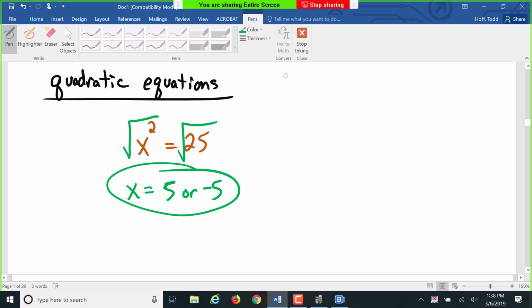However, not all quadratic equations can be solved by simply taking a square root. We might have x squared equals x plus 12. I can't just take a square root here, because I can take the square root of x squared as just x, but what is the square root of x plus 12? That doesn't make any sense.